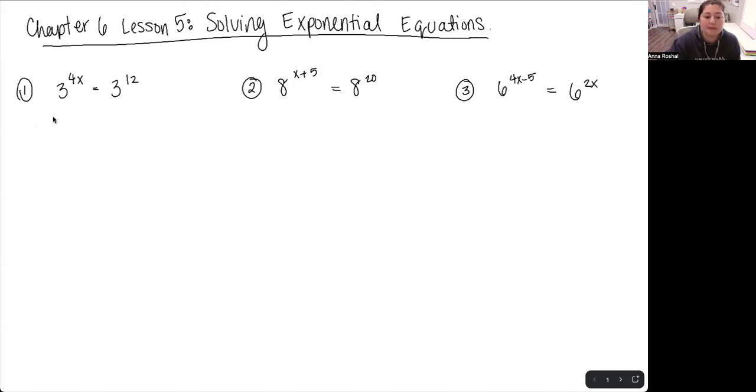Okay, so without further ado, the idea is when you have the same base, whoopsie daisy, that was the wrong thing. I did not want to do that. This is what I want to do.